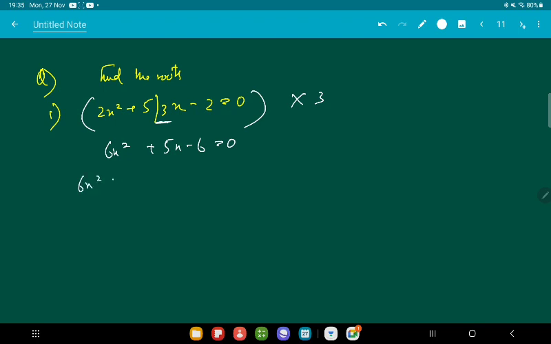What will you get? 6x squared plus 9x minus 4x minus 6, to split the middle term. 3x into 2x plus 3 minus 2 into 2x plus 3.